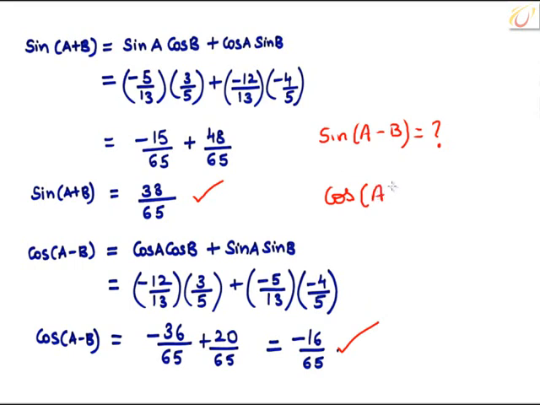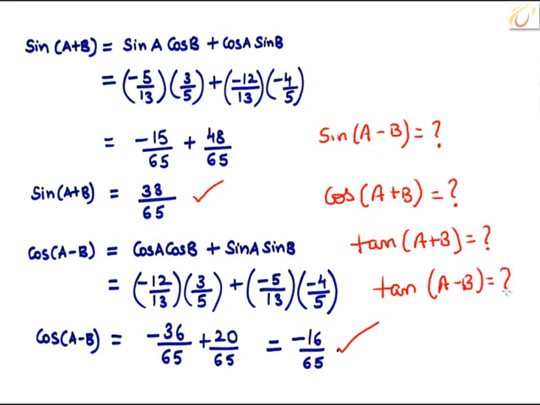Please try. Once you get that, find the value for tan A plus B and also find the value of tan A minus B. A small hint, how will you find tan A plus B? The moment you get sin A plus B and cos A plus B, you get the value of tan A plus B as sin A plus B upon cos A plus B. Use the same logic for tan A minus B. Let us move ahead.